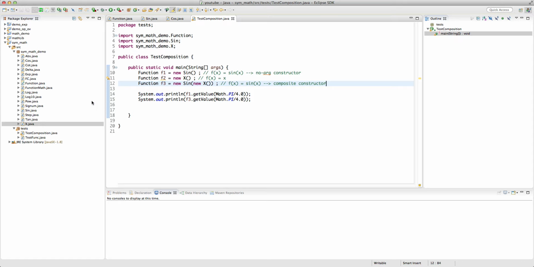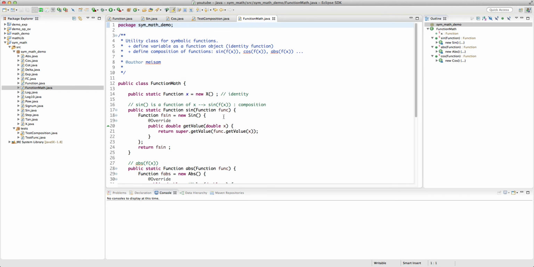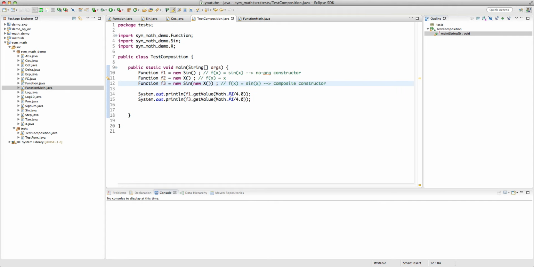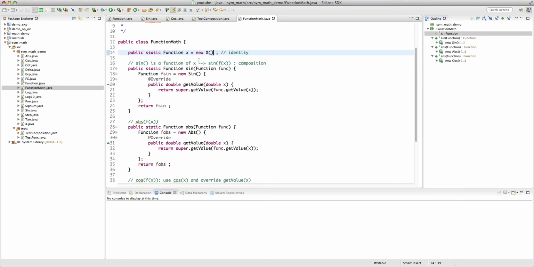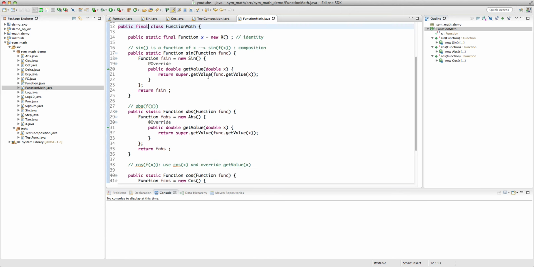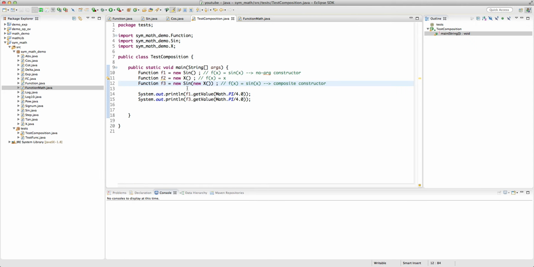All right. Let's say we implemented sine and cosine, and let's head to our function math, which was the utility class. And if you recall, our approach in order to make writing these functions more natural was to define the variable as the static function, okay, public, and it should be also final. And let's also make our utility class final. So when we make it final or make the constructor private, it means this class cannot be instantiated or extended. So this is just a utility class.